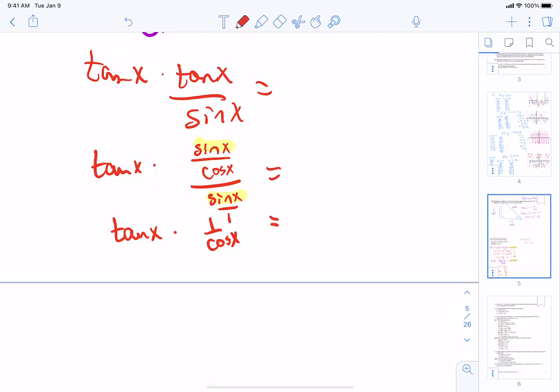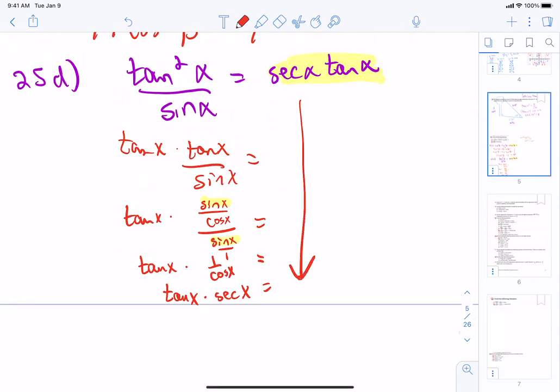What did we say 1 over cosine was? The secant. And so we've turned it into a secant. Does the order matter in multiplication or addition? No. So since it's a multiplication, I don't have to flip it. You don't have to. You can if you want to. So there is 25D. So it's all about algebra. Not knowing those facts isn't helpful, so you either memorize them or you make sure you have them available, okay?